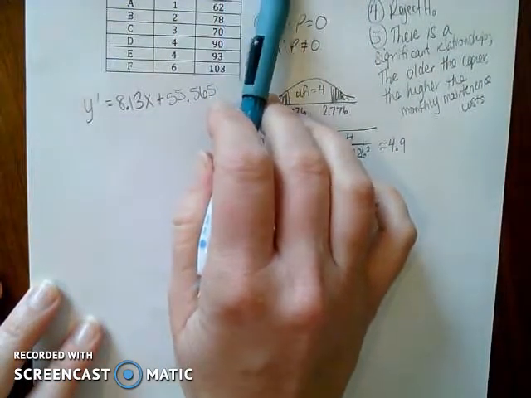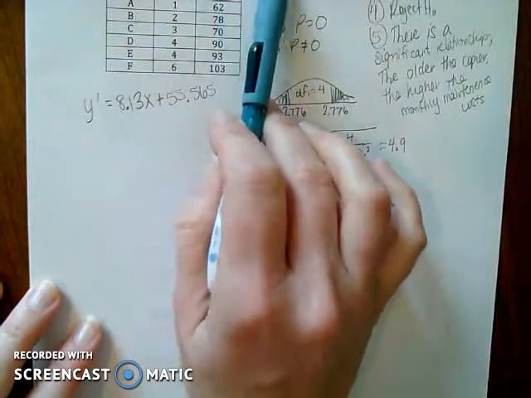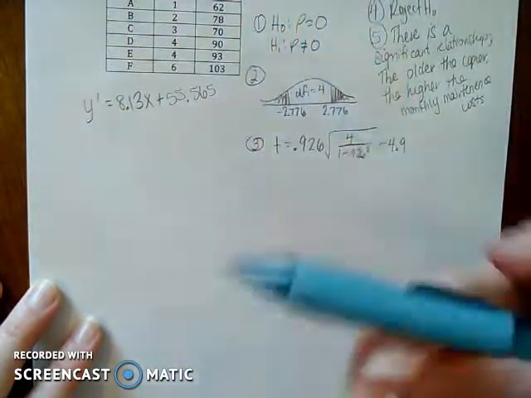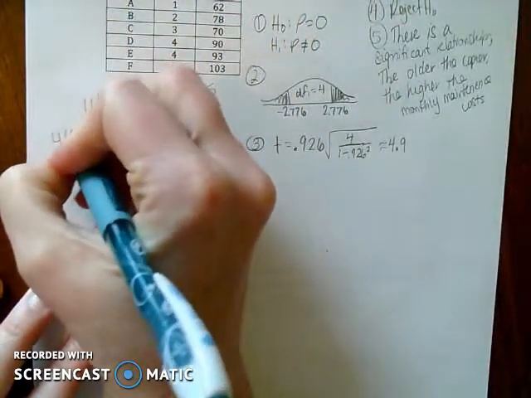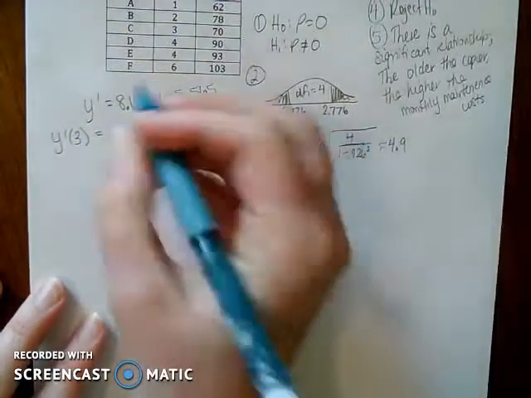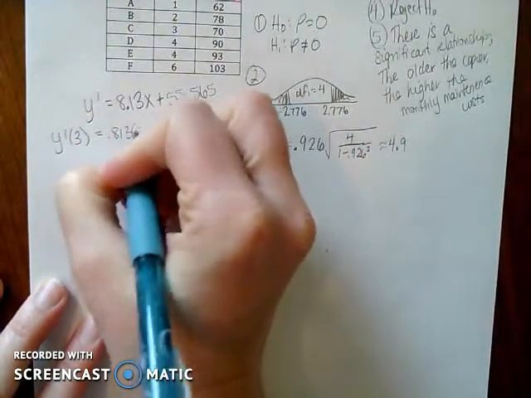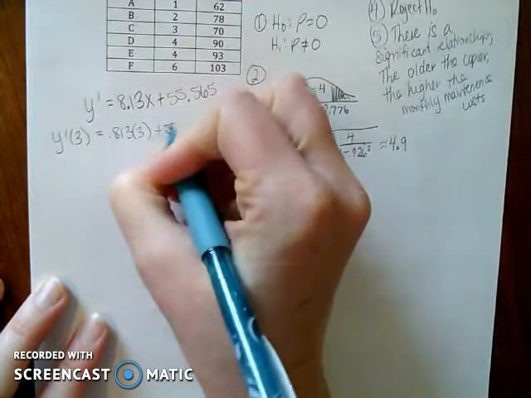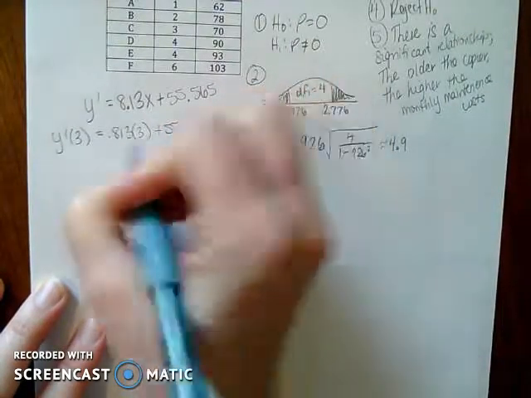Find the 95% prediction interval for the monthly maintenance cost of a machine that is 3 years old. So that means we need to do y prime of 3. So that would have been one of your ordered pairs probably if you needed to graph it.